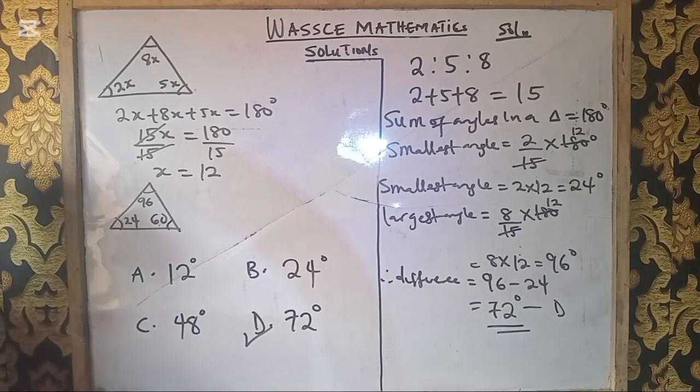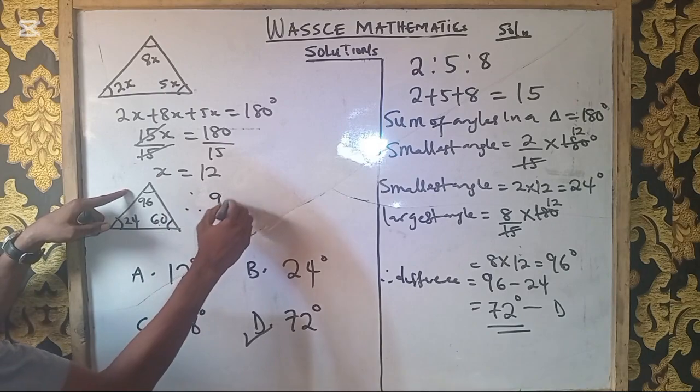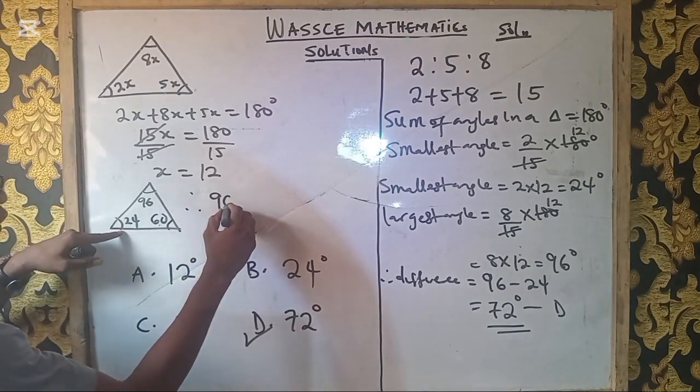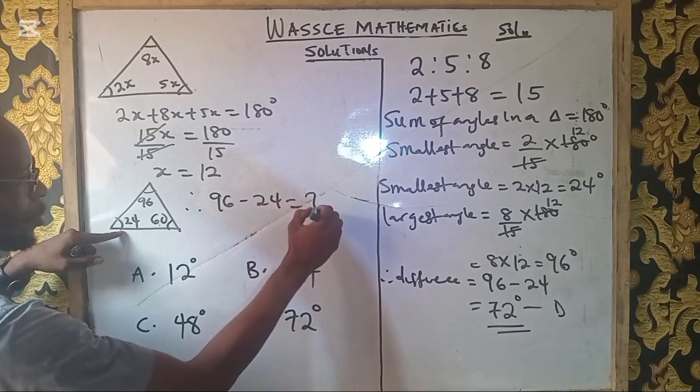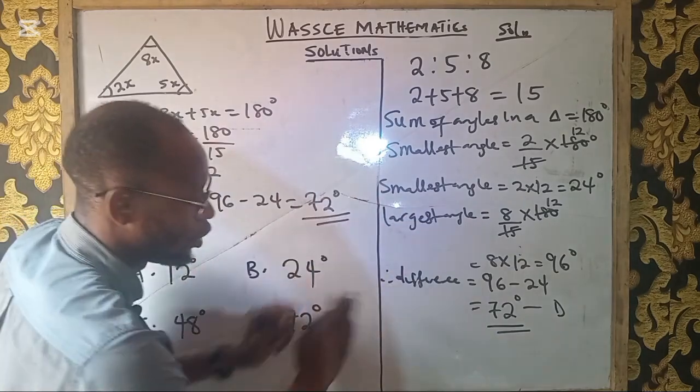But we are told to find the difference. That means the difference will have to be: the highest one is 96, the smallest one is 24. So you still end up having 72 degrees. So you can solve it this way or you solve it this way, any of the two.